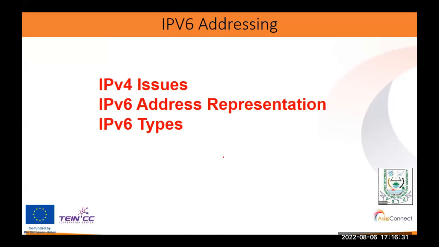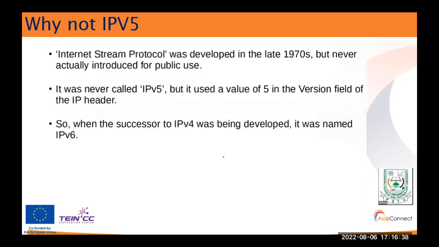So now we want to know a little about IPv6 addressing and some issues. Basically, why not IPv5 after IPv4? Internet Stream Protocol was developed in 1970, but never actually introduced for public use.